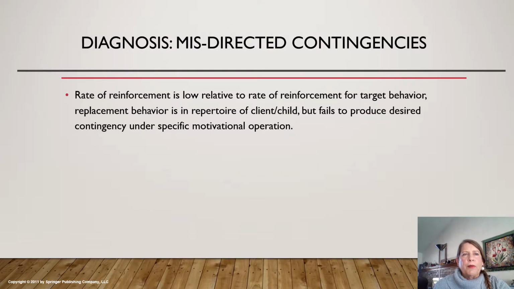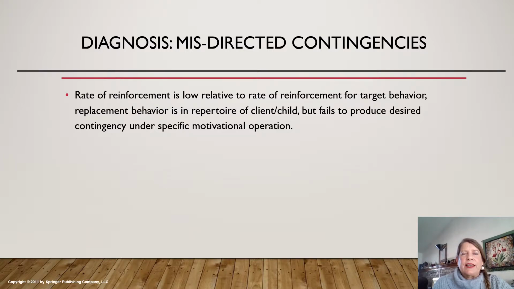So one of the three possibilities you can have with a problem behavior is a misdirected contingency, and this is when the reinforcement rate for the positive targeted behavior is too low. The replacement behavior is not getting reinforced in the way that you want.